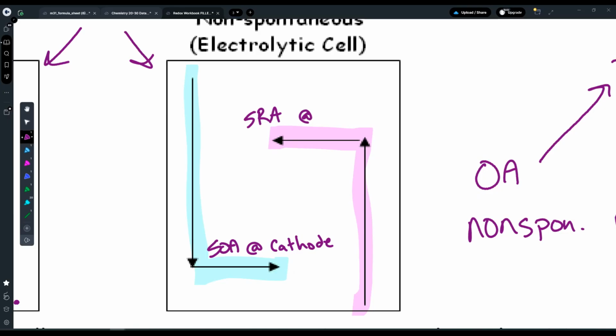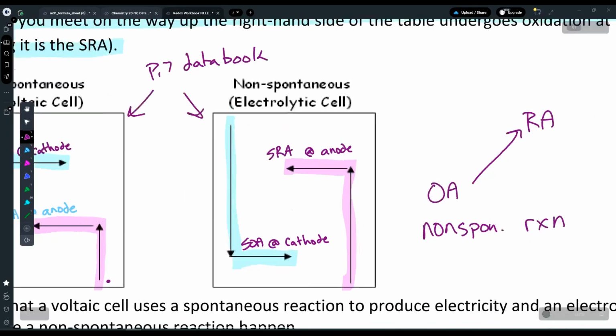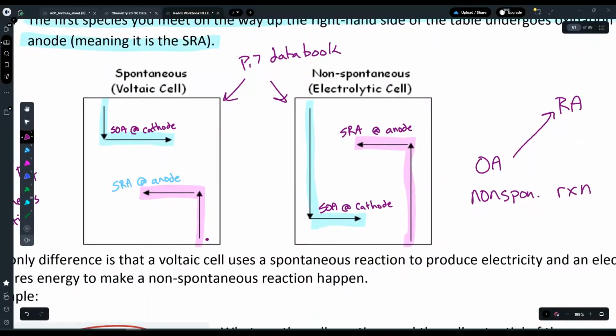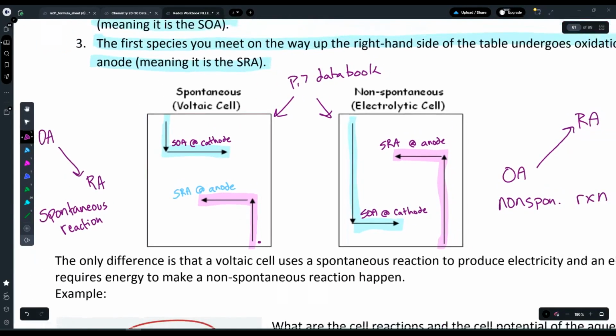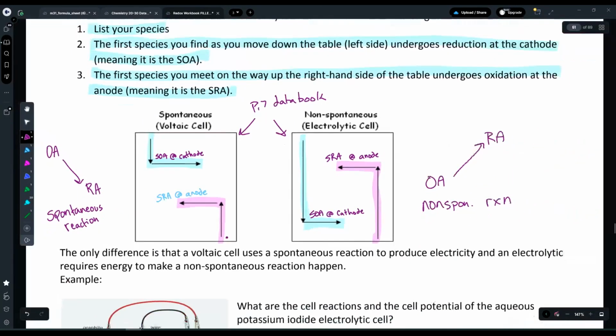The strongest oxidizing agent is going to be below the strongest reducing agent, the reaction that happens at the anode on your redox table there. Okay, so that's going to be the main difference that you see on page 7 of your data booklet when you're selecting your SOA and SRA species for electrolytic cells, compared to what we were doing for voltaic cells.